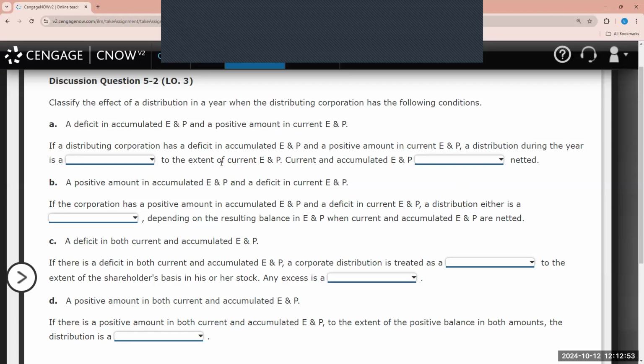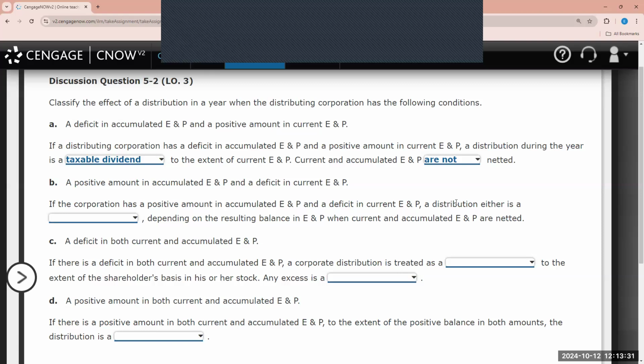So in this case, a distribution during the year is a taxable dividend to the extent of current E&P. Current and accumulated E&P are not netted. So that's if there's a deficit in accumulated E&P and a positive amount in current E&P. For scenario B, it says if there's a positive amount in accumulated E&P and a deficit in the current E&P. In such case, the current and the accumulated E&P are netted.